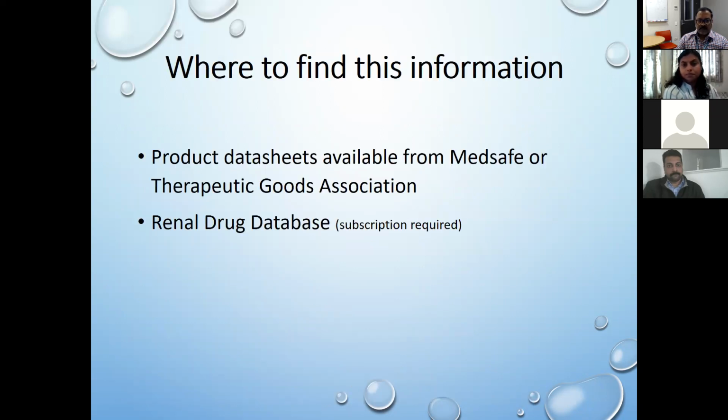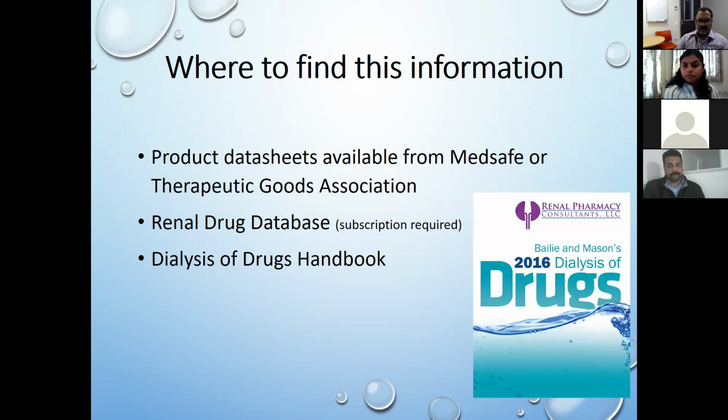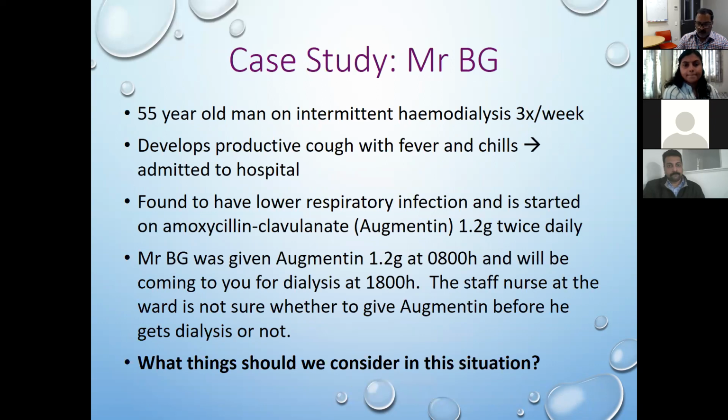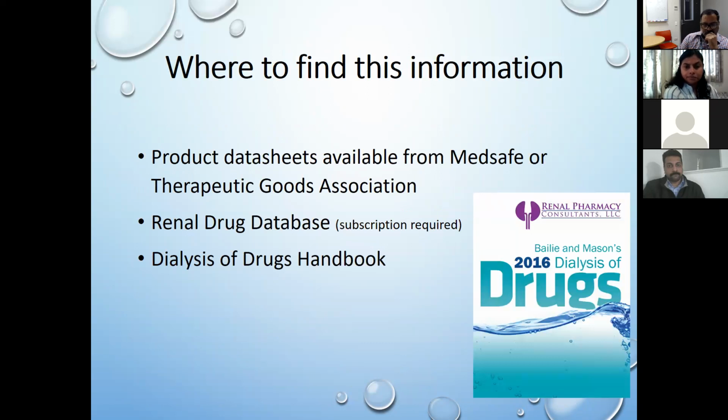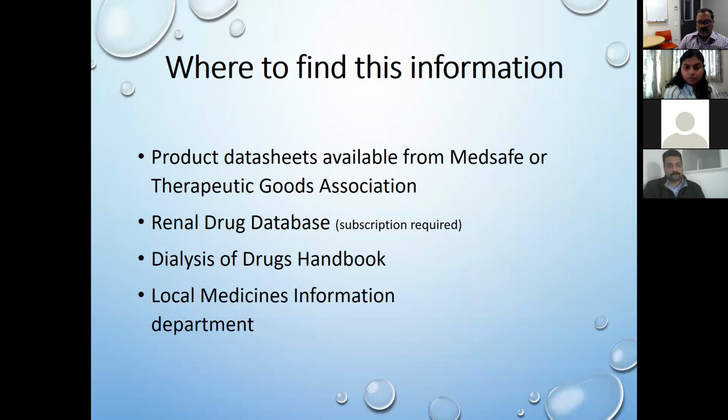So where can we find this information? We can look in product data sheets, which are available from MedSafe. There's the renal drug database, which requires a subscription, that our Medicines Information Service at Auckland Hospital has access to. There's the Dialysis of Drugs handbook, which you probably have readily available in your dialysis units. And then if you've got a pharmacist in your hospital or a local medicines information department, they can look into the use of drugs in dialysis in a bit more depth.